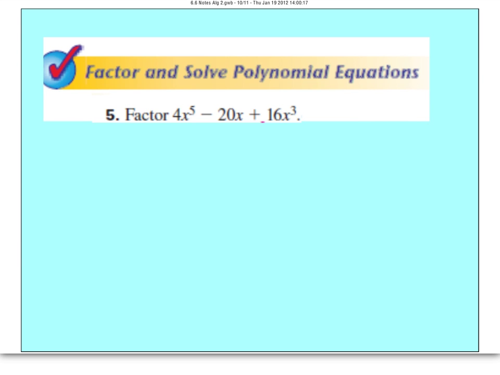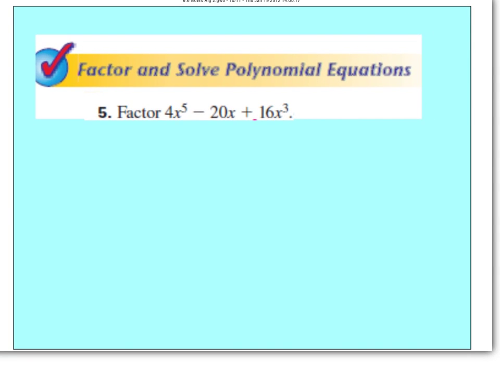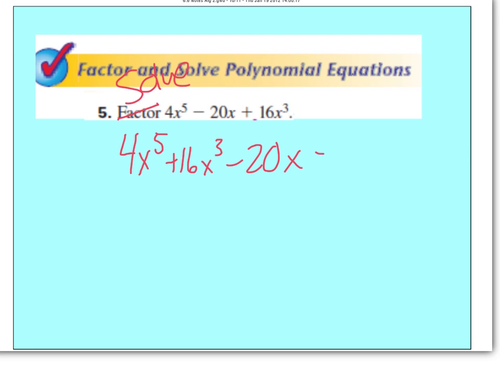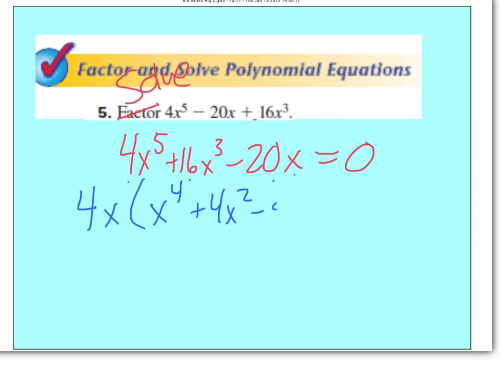Let's put this in standard format first, and we're going to solve it. So let's change it from factor to solve. And we'll write it in standard format. So that would be 4x to the 5th plus 16x cubed minus 20x. And let's make it an equation so we actually do the solving. Now in this one I can pull out a common factor between 4, 16, and 20. I can pull out a 4. And I can also pull out an x from each one. That would leave me with x to the 4th plus 4x squared minus 5.